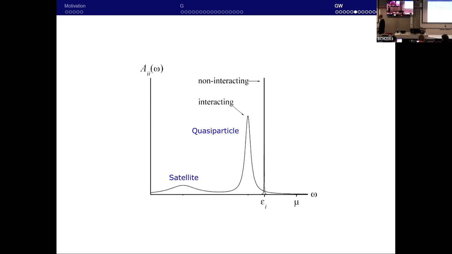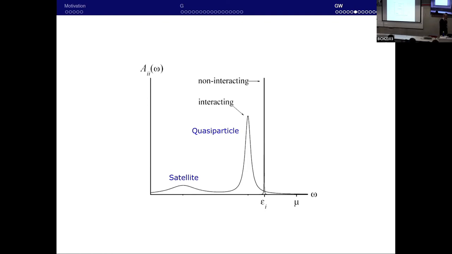For materials we are interested in here, and you will calculate, like silicon, again, this quasi-particle excitation will take 70% of the entire possible excitations. But in general, we can also have a weight that goes to zero. Okay, it's possible in what we call, for instance, a Mott insulator. Then we see that there is another feature that is called a satellite.